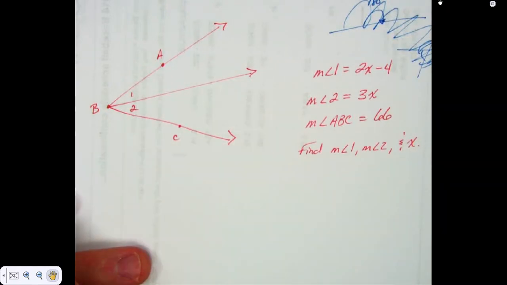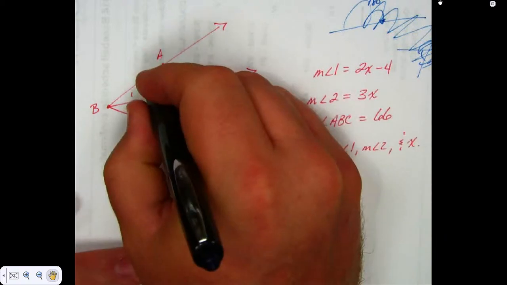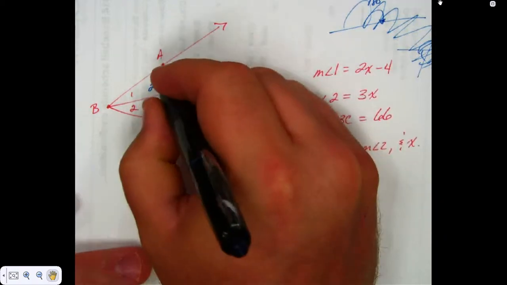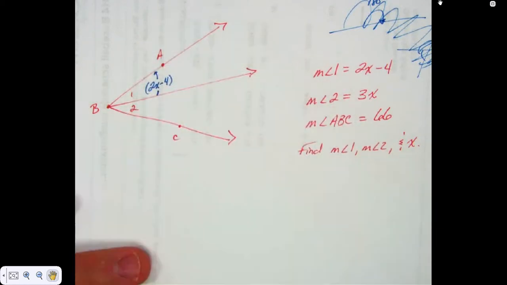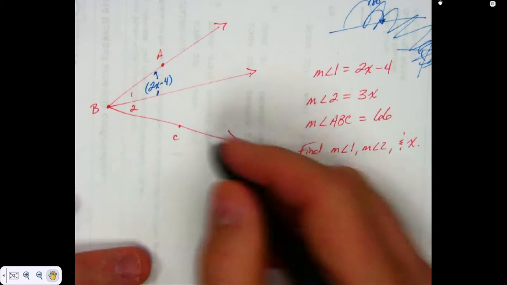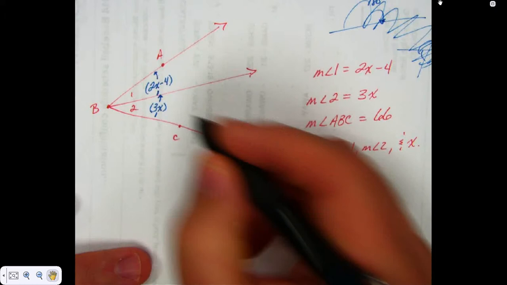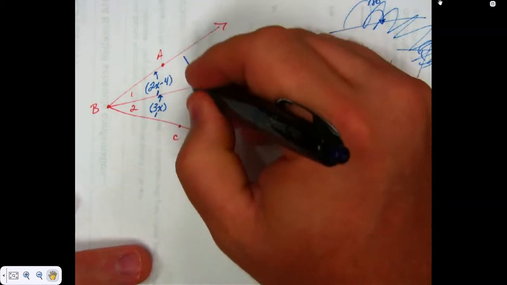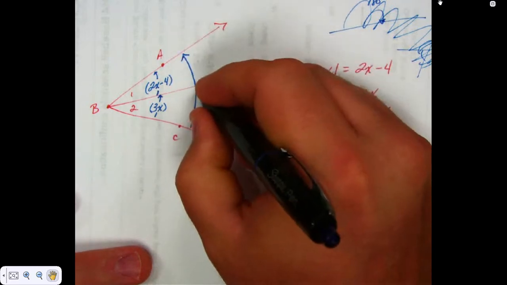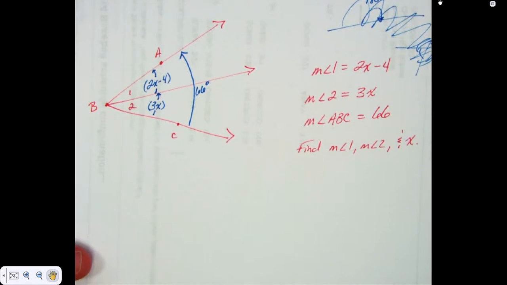What I suggest you do, and the reason I'm always making you draw the figures, is write and label the things that you know. First of all, you know that the measure of angle 1 is 2x minus 4. So that basically means that the angle from there to there is 2x minus 4, right? What is the measure of angle 2? 3x. So from there to there is 3x. What else do you know? That the whole thing is 66. The measure of angle ABC is 66 degrees.